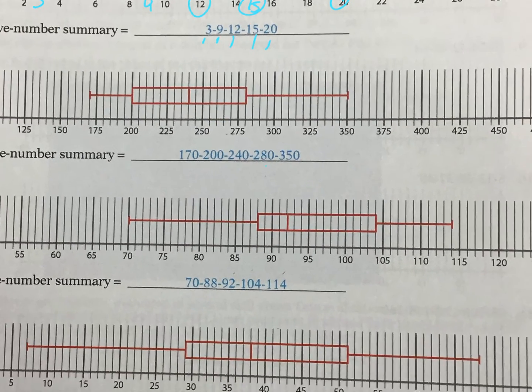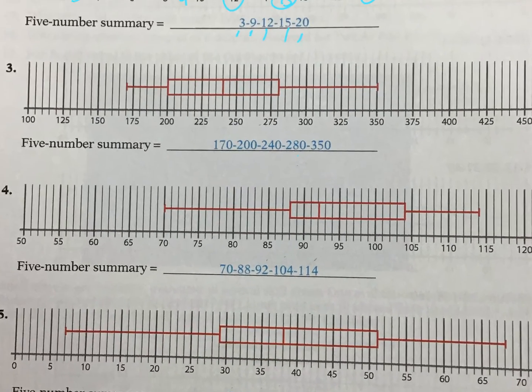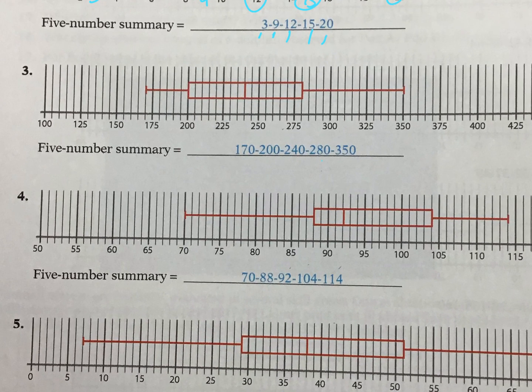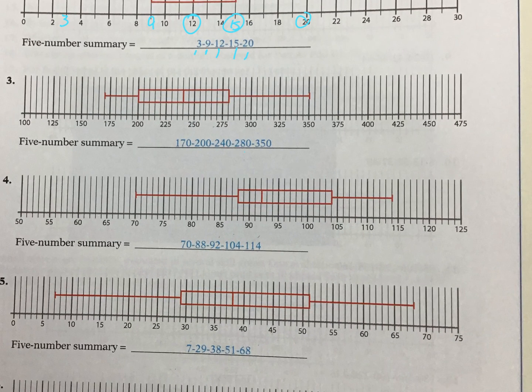Let's go over our answers here. Did you get 70 for the first number? Yep. 88, 92, 104, and 114. Oh, yeah. Okay, go ahead and do number 5, and then let's go over those answers. The answers for number 5 are 7, 29, 38, 51, and 68. How'd we do?